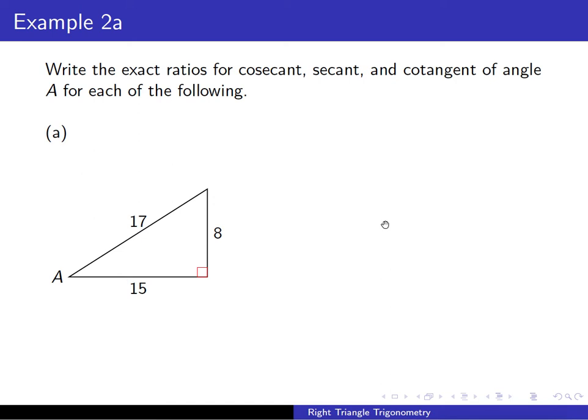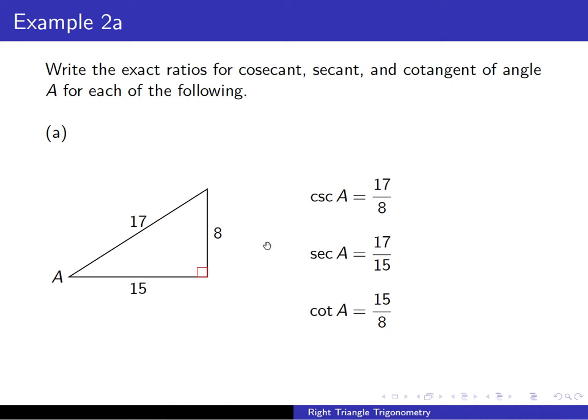So example 2, we're going to use the same triangles we used in example 1, A, B, and C, but now we're going to write the ratios for cosecant, secant, and cotangent of angle A. So first up we have cosecant, which is hypotenuse over opposite, and that's 17 over 8. Secant is hypotenuse over adjacent, or 17 over 15. And cotangent is adjacent over opposite, which is 15 over 8. So there's our three ratios for cosecant, secant, and cotangent for angle A.